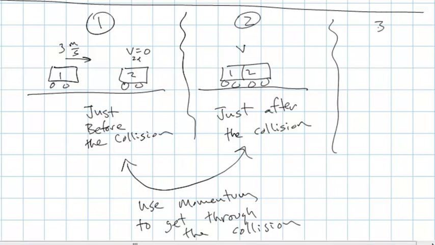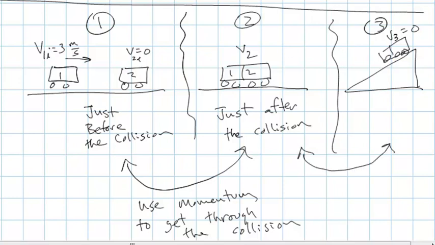Time 3 on my timeline is the very end of the problem. I have an inclined plane, I have 2 carts, and I'm going to call that V3 is equal to 0. And this is V2. V1 initial, and V2 initial. And how do I get from time 2 to time 3 on my timeline? I use energy.